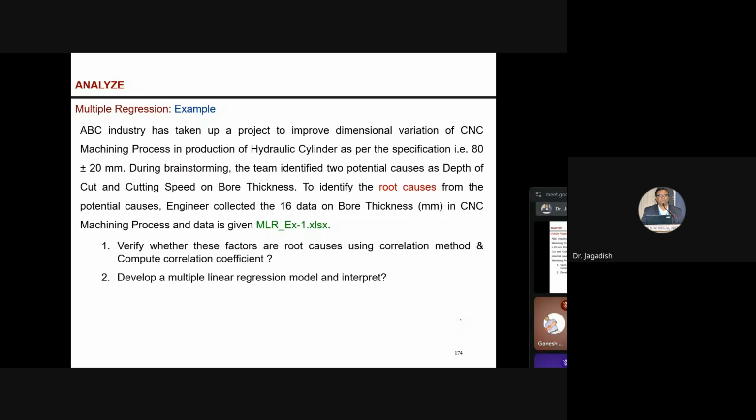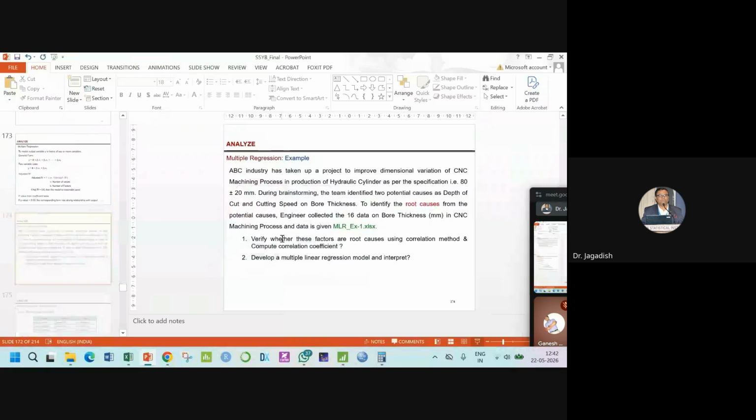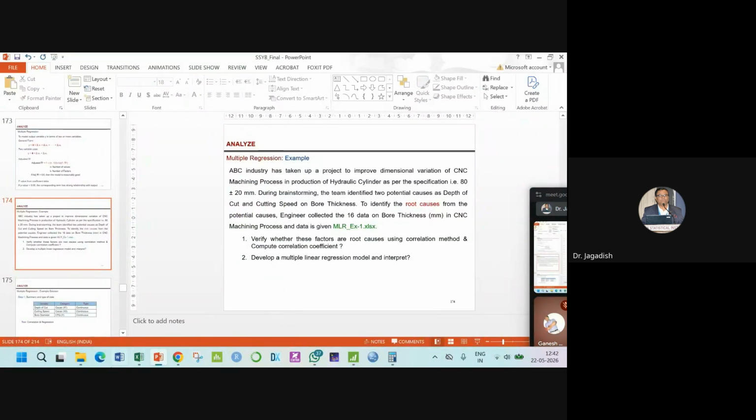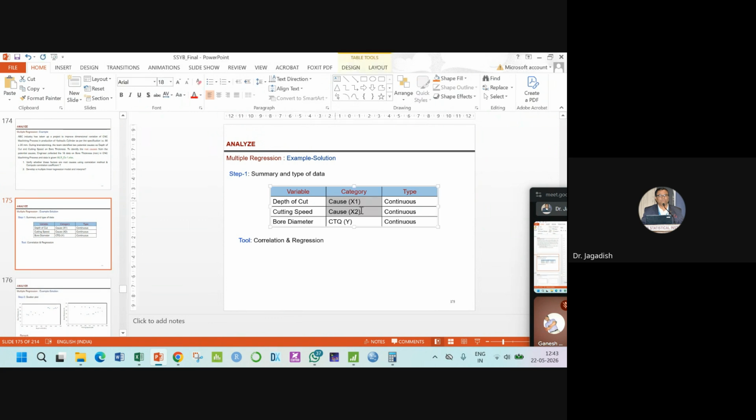Now we will see one example, again the same example: bore diameter, cutting speed, and depth of cut. This time I'll take the bore thickness data, MLR exercise one, and let us fit the model using multiple linear regression. Why do we call it multiple linear regression? Because it takes two or more variables into account. At least two variables also we call multiple regression, and more than two variables is also multiple regression.